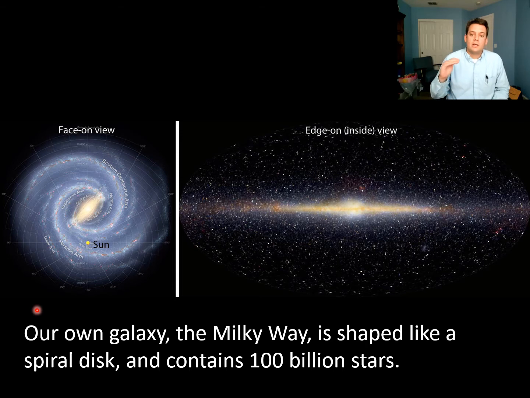If you were to look at an edge-on view of the Milky Way, it looks something like this at right. So it's very flat relative to its total size, and the vast majority of the stars lie in the galactic plane.